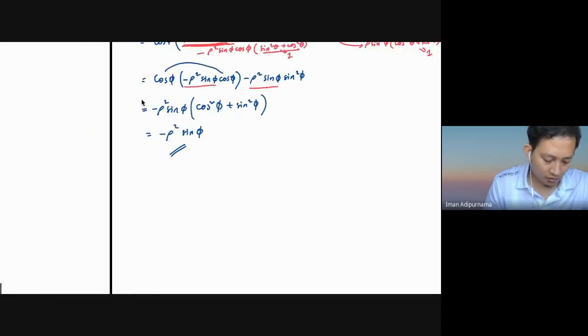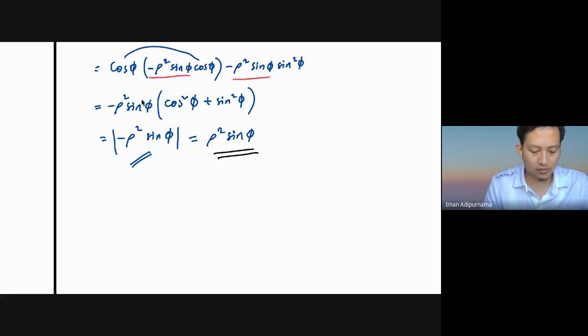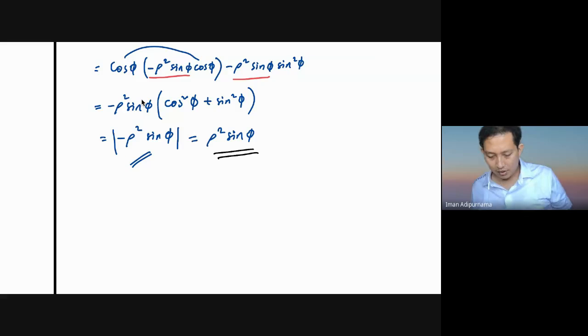And in the Jacobian, you should take the positive one, so it should be rho squared sine psi. So that's why in spherical coordinates, you need to multiply by rho squared sine psi as the transformation. Okay, that's it. That's actually the last session on 15.9.